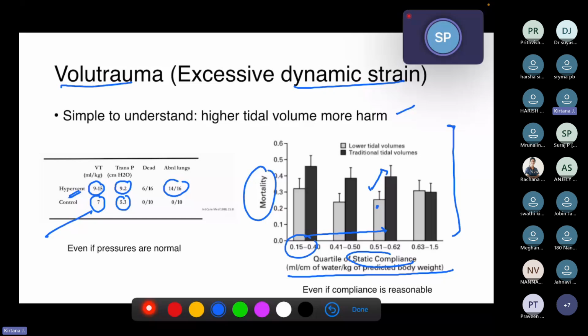This means that irrespective of the compliance, higher tidal volume was associated with more mortality, or we can say that even if the lungs are normal, there is evidence of ventilator induced lung injury when you give higher tidal volumes.